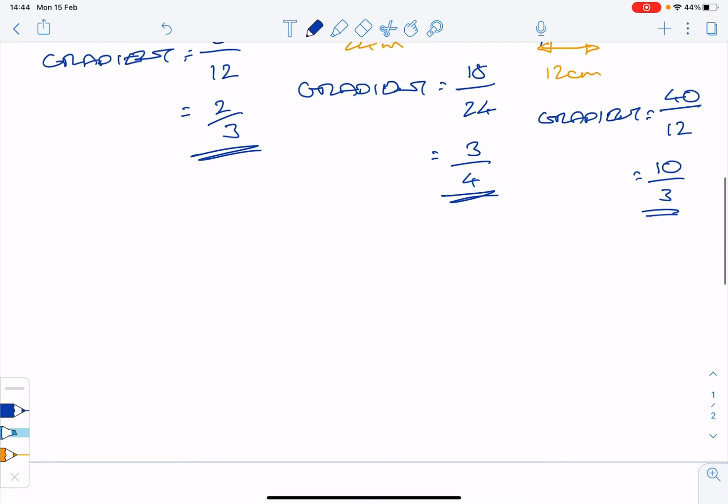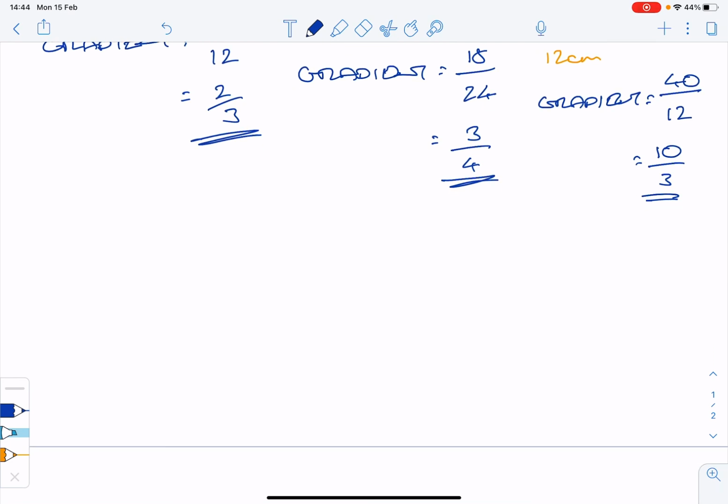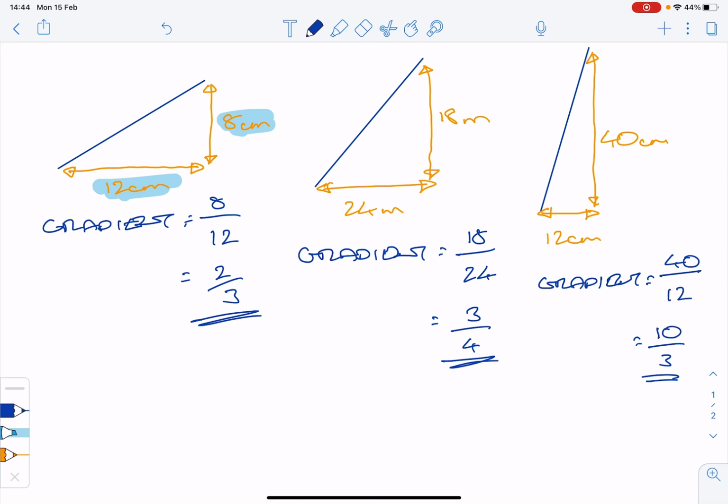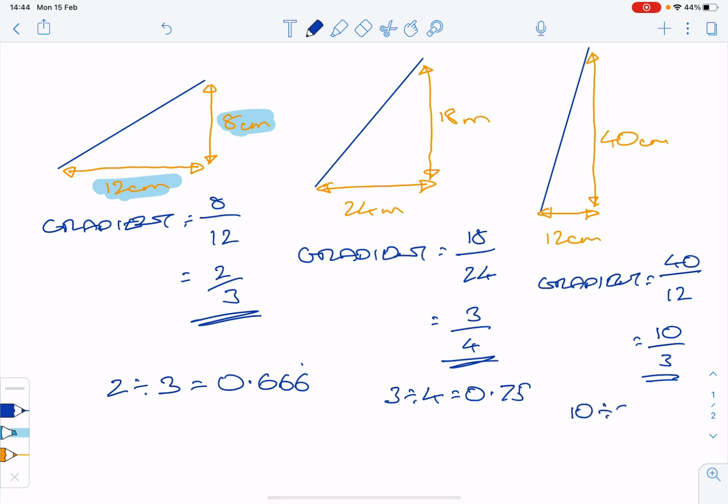Without these diagrams, if I was just looking at these numbers, it might be difficult to see which of these is the biggest. So it's often better to write it in terms of a decimal so that we can see that. All we're doing by writing it as a decimal is we're just doing the sum that the fraction has for us. This is just 2 divided by 3. 2 divided by 3, if we put it into a calculator, or we could do a sum, is going to work out as 0.66666. 3 divided by 4 in the same way, okay, you could put it in a calculator, or you can do it as a sum, would be 0.75. And then 10 divided by 3, in exactly the same way, would be 3.333.